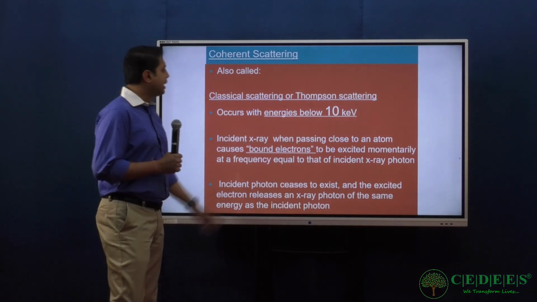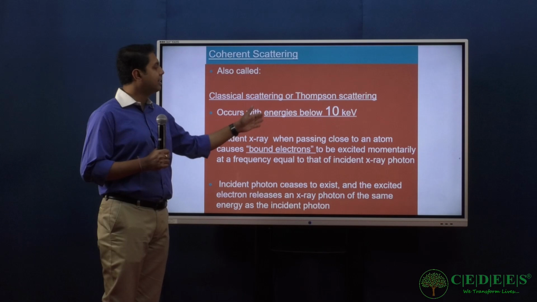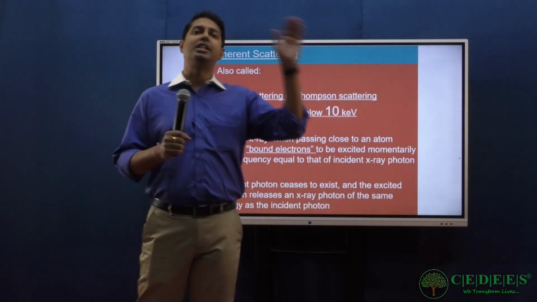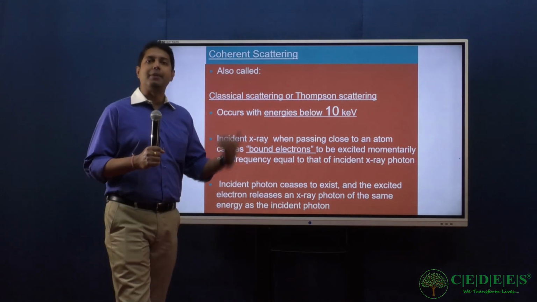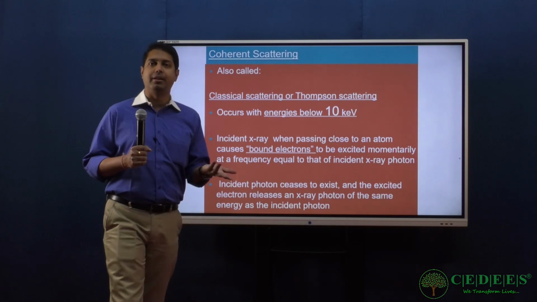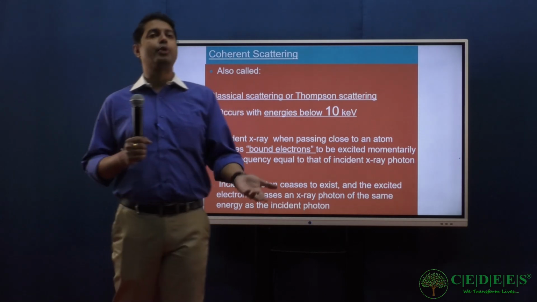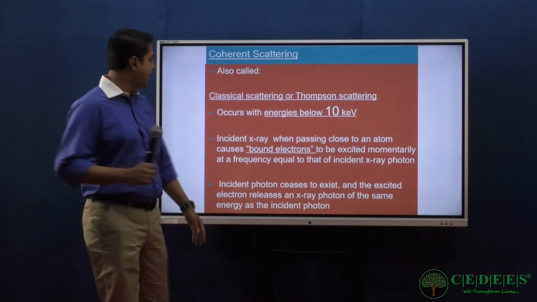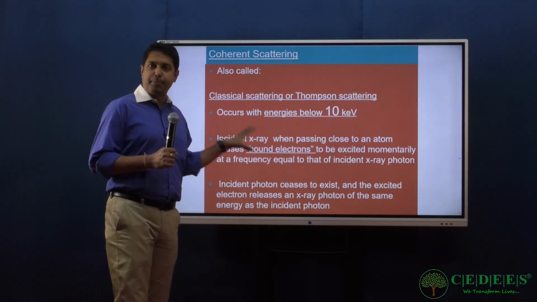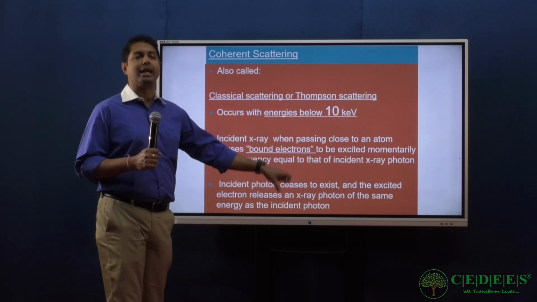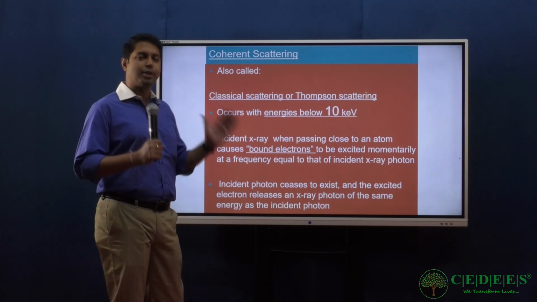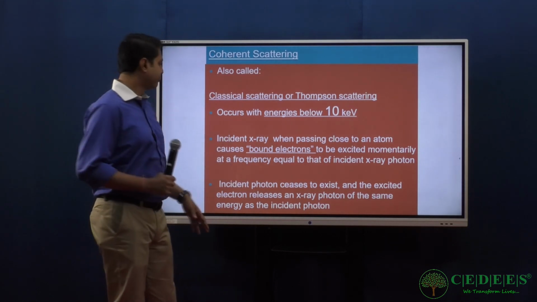Now, this occurs within energy levels of below 10 electron volt. If it is below 10 electron volt, that means it is not of any use in our radiology purpose, neither in therapeutics nor in diagnosis. Next, the incident X-rays pass close to an atom. This is the procedure of how exactly it is happening. I will also explain with the depicted diagram, so please do not worry. Let's go step by step.